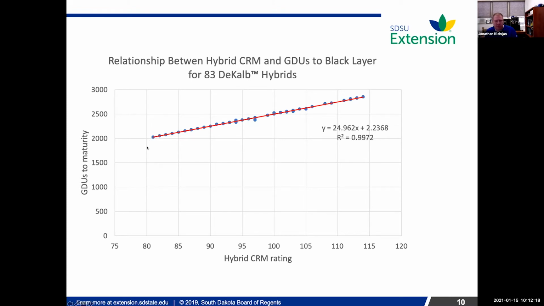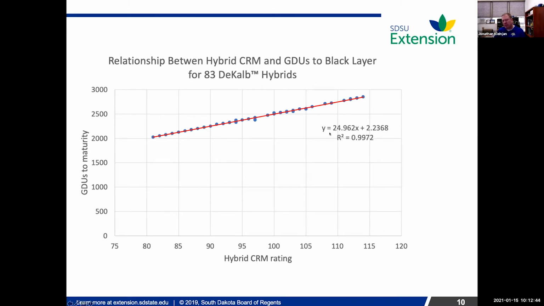So basically what I did, I plotted GDUs to maturity, to black layer. Again, this is physiological maturity, not harvest maturity. I'm sorry if I'm confusing you on that. We'll talk about that a little more on the next slide. Plotted it by their maturity rating, here's the line that we get, R squared of 0.997. I mean, you never see that. So it's pretty much a 1-to-1 relationship.